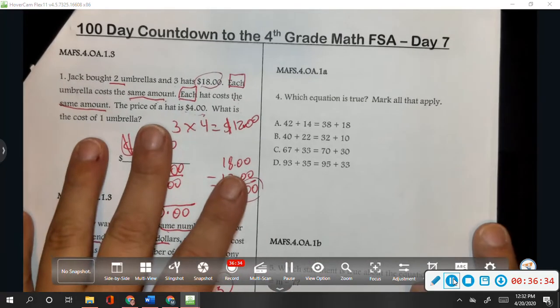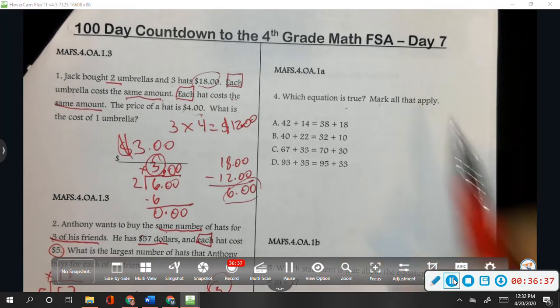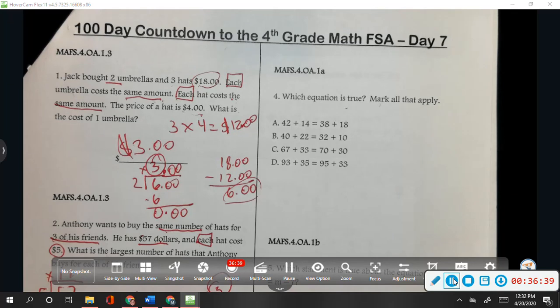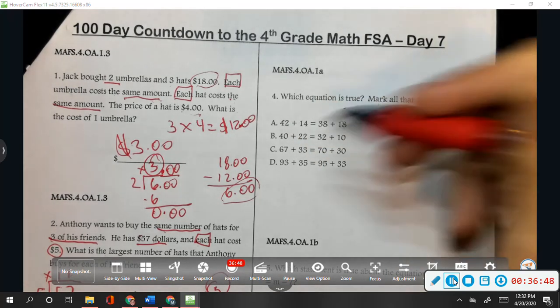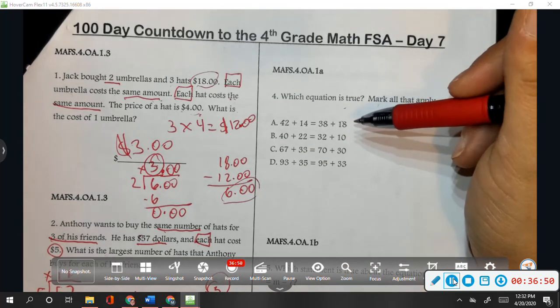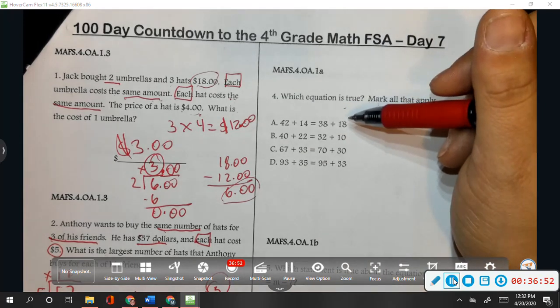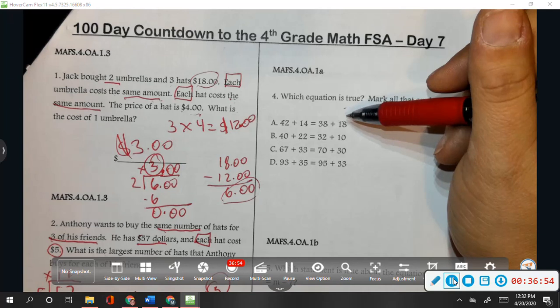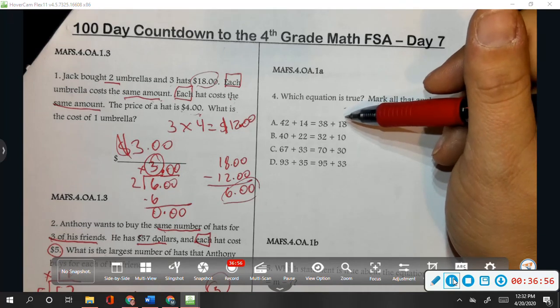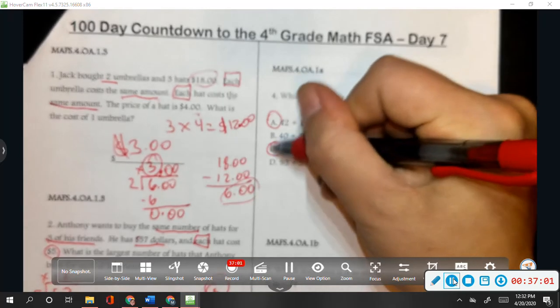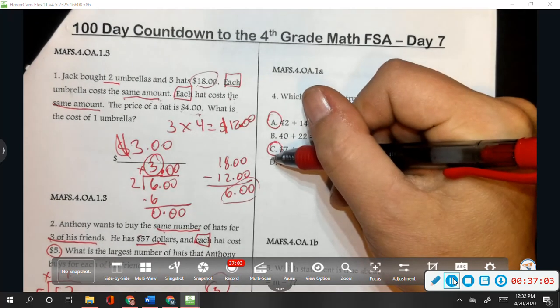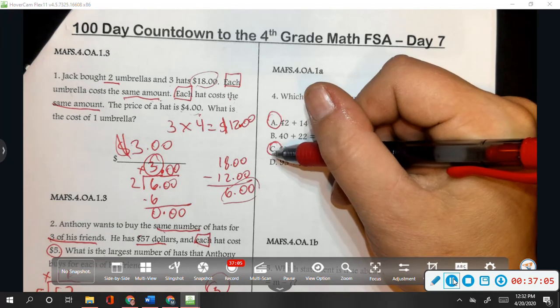Number 4, which equation is true? Mark all that apply. This requires you to go through and check each equation to make sure both sides are equal. So I'll give you a minute, pause the video, work it out real quick. Alright, we have A, C, and D.